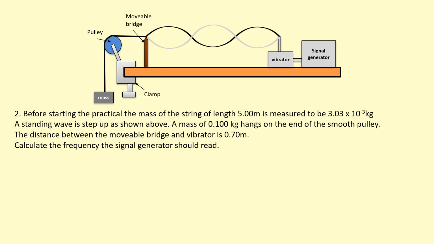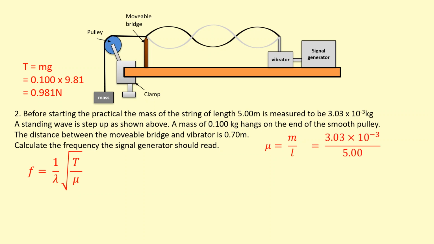Okay, so I'm going to write down the equation for the frequency for a wave on a string. Firstly, I'm going to start with the tension. The tension is provided by the mass that's hanging over the edge. So I'm going to do mass times gravitational field strength to get the tension. So 0.100 kilogram times 9.81, and that gives me the tension there. Secondly, I'm going to do the mass per unit length of the string. So we know the string has a mass of 3.03 times 10 to the minus 3 kilograms for 5 meters of length. So if I do that, I get the mass per unit length, in kilograms per meter.